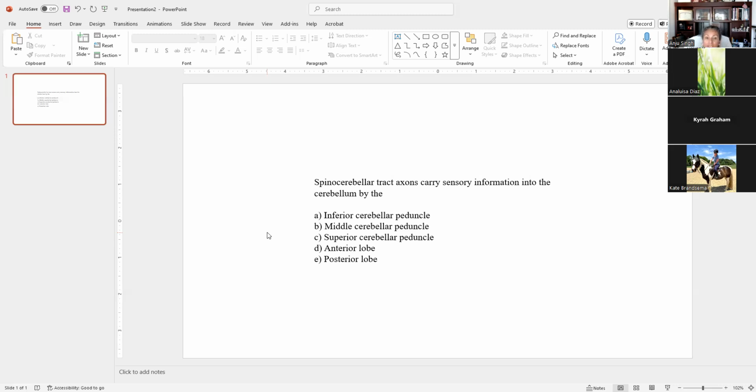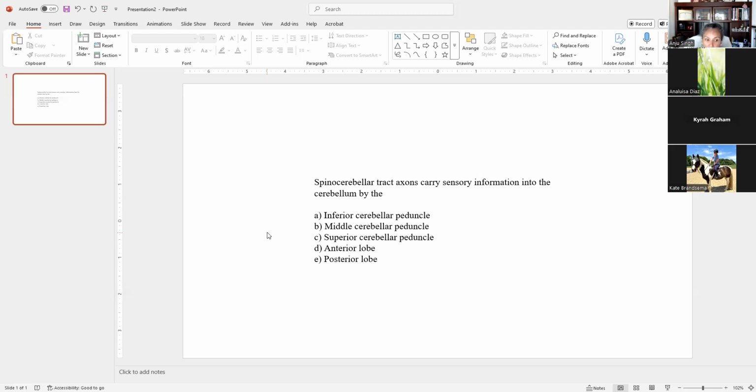Correct. So inferior cerebellar peduncle is getting sensations from the rest of the body. The rest of the body is lower down, right? So all the sensations coming to the cerebellum from the lower part of the body come in through the inferior peduncle. The middle one is getting information from the cerebrum. So middle and inferior peduncles are input tracts going into the cerebellum.